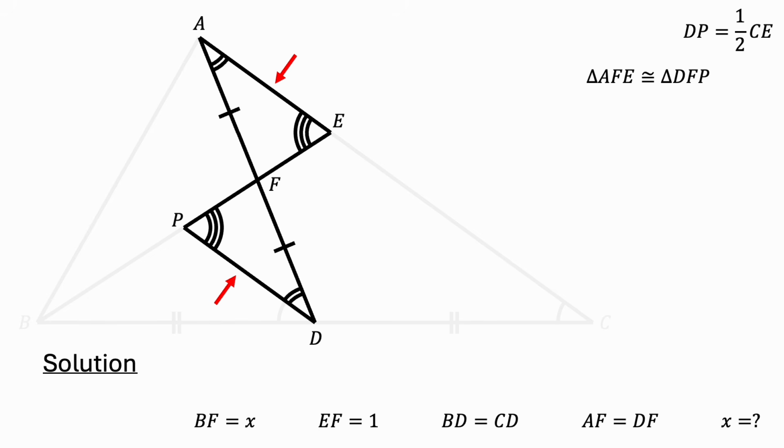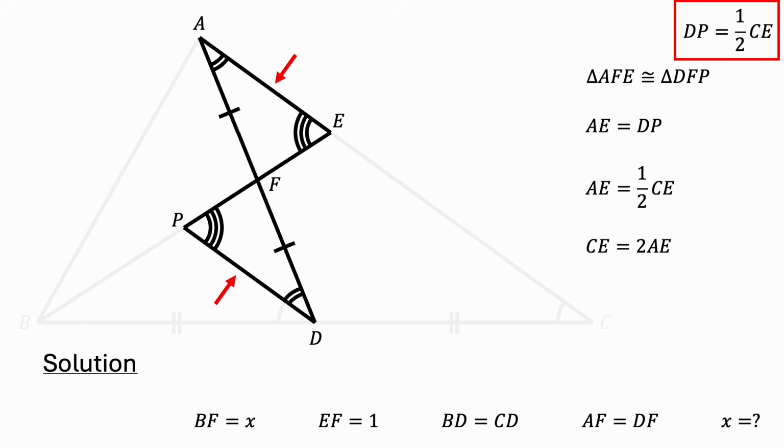Since AE and DP are corresponding sides in congruent triangles, we have AE equals DP. Since DP equals half CE, AE equals half CE, so CE equals 2AE.